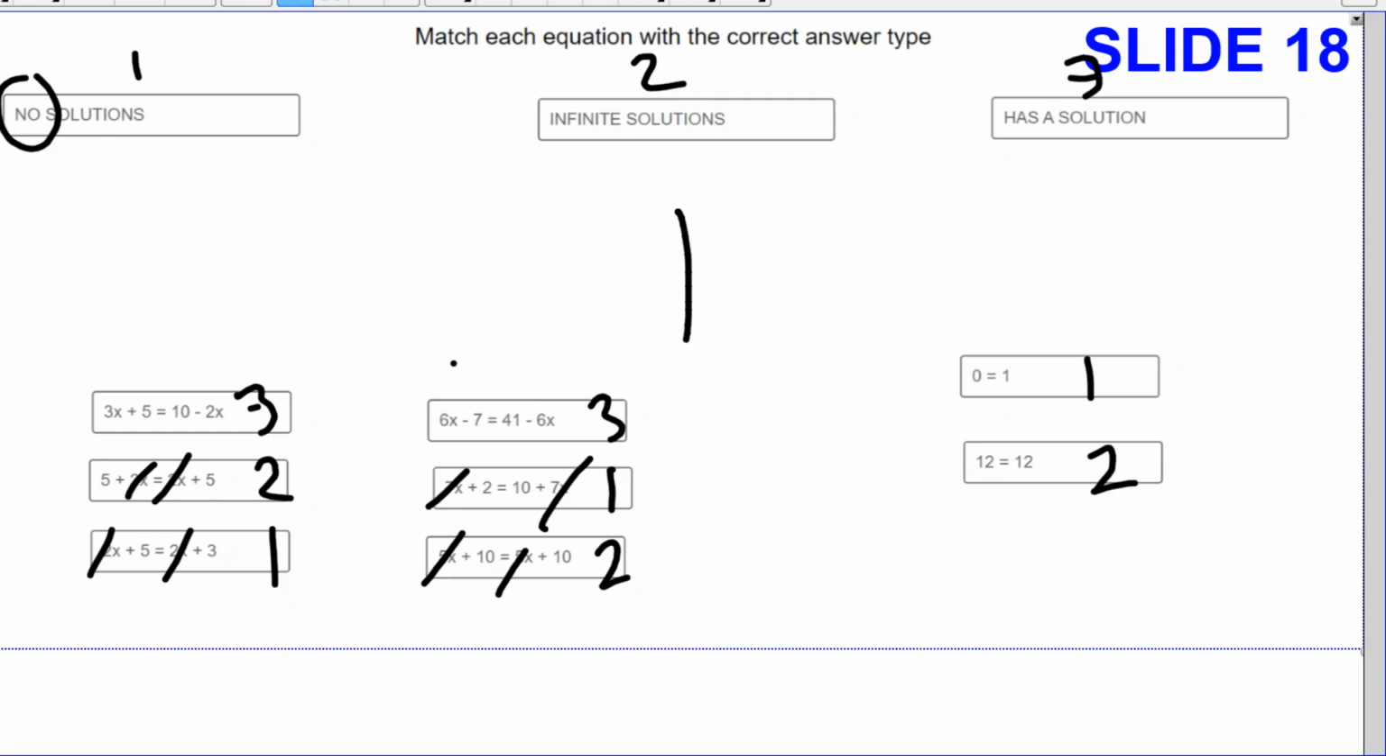And as you're doing this, you'll actually drag them together. And what it'll do is it'll kind of stack them together. If you drag them on top of each other, it stacks them so you can see if you got the correct answer or not.